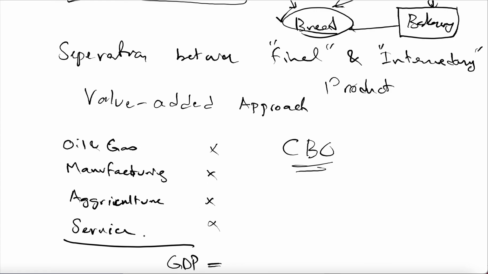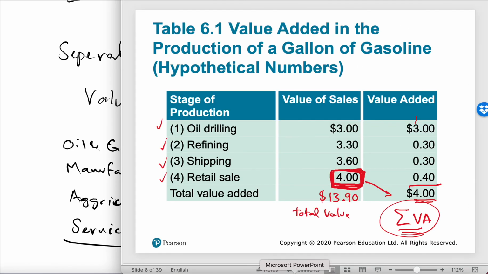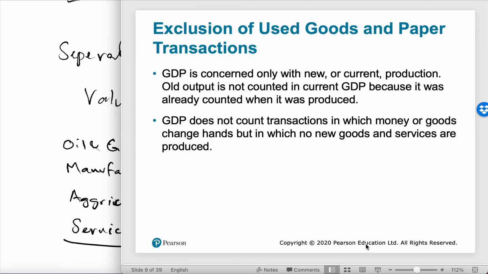So please go and read, and you will understand better now that the value added approach is by sector. So how much each sector has created in value added, and by adding them up, you will get the GDP of the country. So this is one way of measuring, but we have two more ways of measuring the GDP.